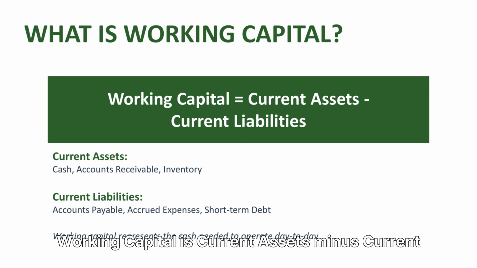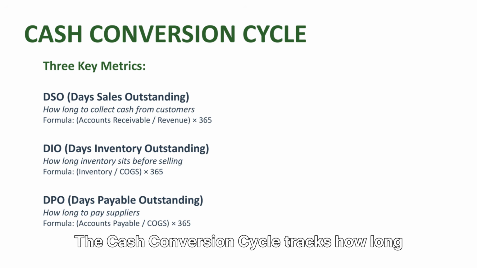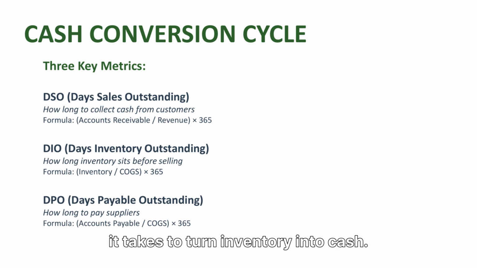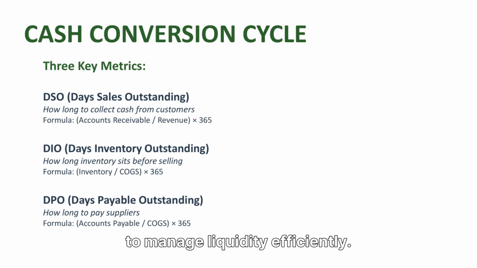Working capital is current assets minus current liabilities. It represents the cash needed to operate the business day-to-day. Ignore it, and your company might run out of cash despite being profitable. The cash conversion cycle tracks how long it takes to turn inventory into cash. Watch your DSO, DIO, and DPO closely to manage liquidity efficiently.